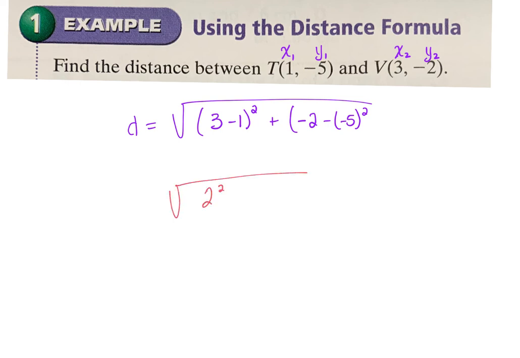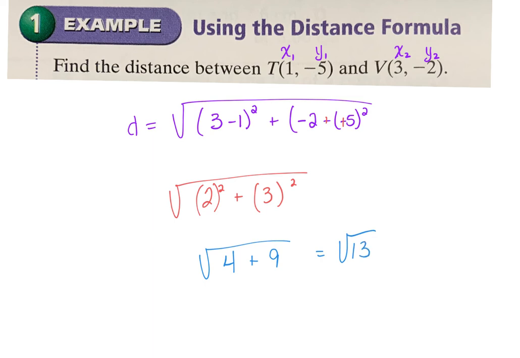2 squared. What is negative 2 minus a negative 5? Make sure you change it to adding the opposite, so it ends up being 5 minus 2. It's going to be 3, right? So then 2 squared is 4. 3 squared is 9. The sum is 13, which is the square root of 13. It does not have a perfect root.